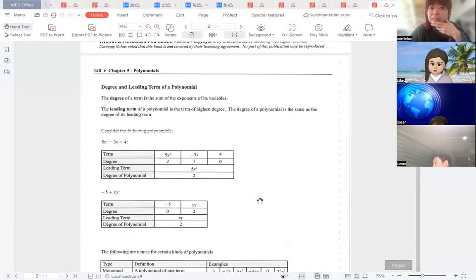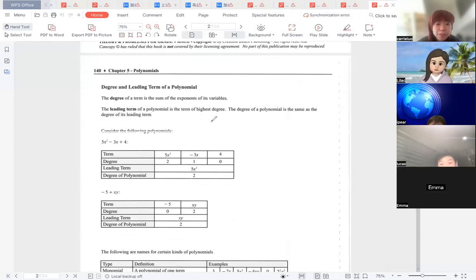So degrees and leading degrees. Remember, we learned it last term. We learned it before. And Emma 去哪儿了? Okay, so let's take a look at this one. Okay, so we have term, degrees, leading terms, and degree of the polynomial.